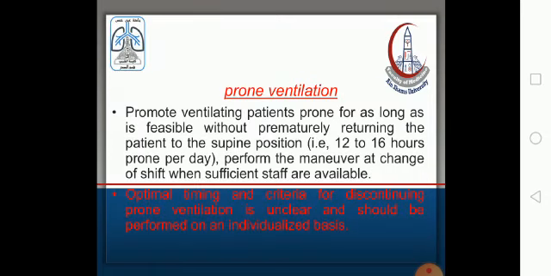Prone ventilation is suggested for 12 to 16 hours prone per day, performing the maneuver at a change of shift when sufficient staff are available. The optimal timing for discontinuing prone ventilation is unclear and should be determined on an individualized basis. Each patient has his special circumstances.